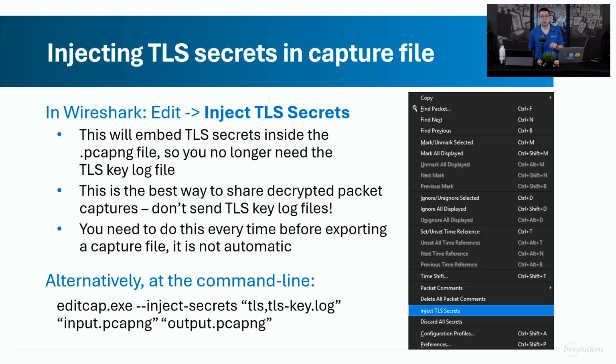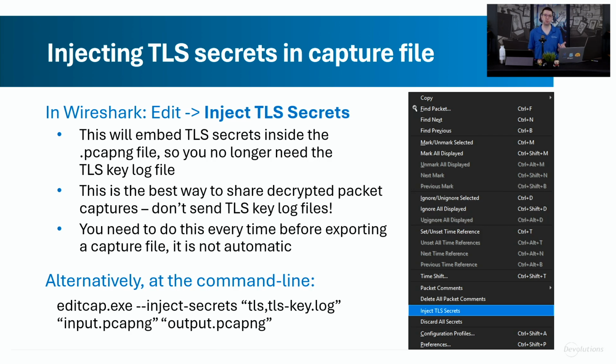We're in luck, because when I began doing this work, there was no simple option from the Wireshark GUI, but they added the option now. You can actually inject those TLS secrets in the capture file. So in Wireshark, you go into Edit, Inject TLS secrets. That's it. As long as you've loaded the TLS premaster secrets, you can just go into that menu and inject them into the pcapng file. The pcap format does not support TLS premaster secrets being embedded into it. So you absolutely need to be using pcapng.